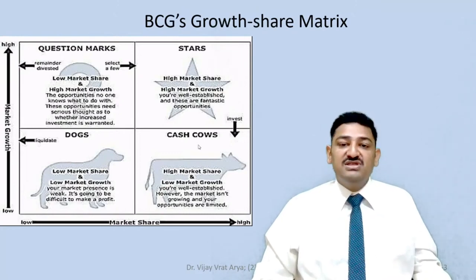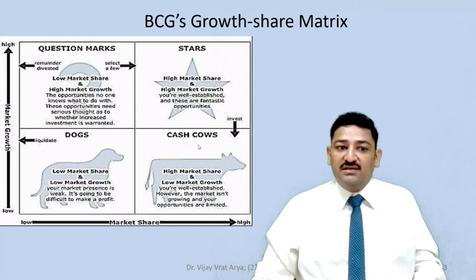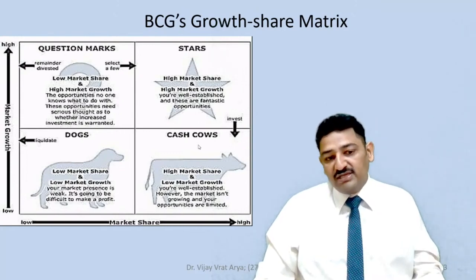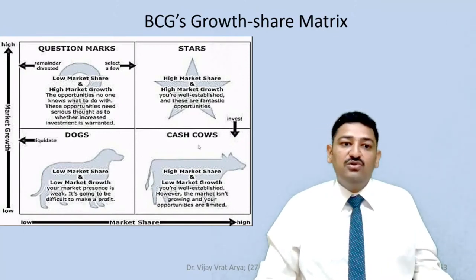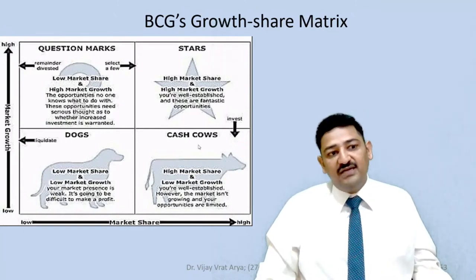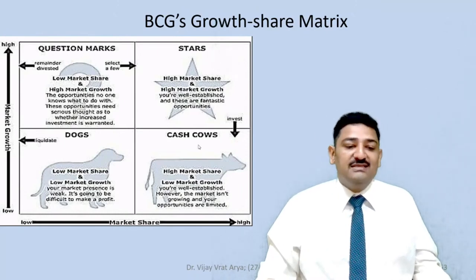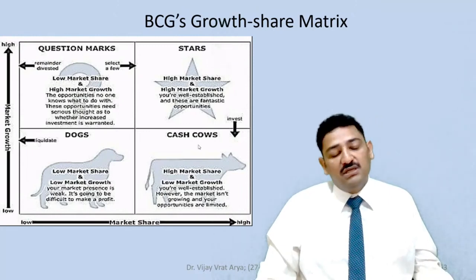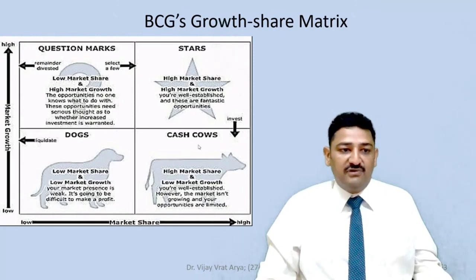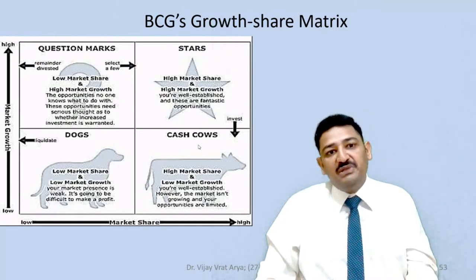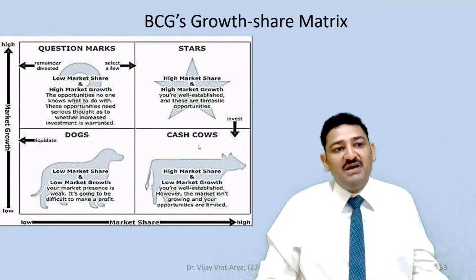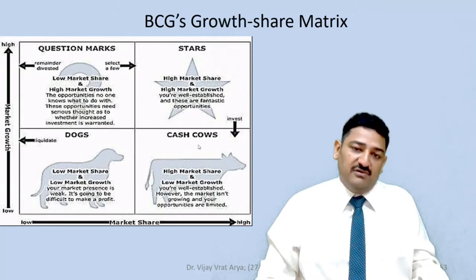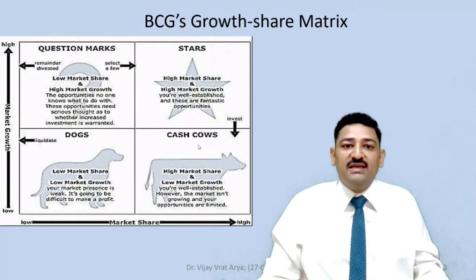So BCG's growth share matrix tries to identify four different situations where the linkages between two important variables are identified. One is the market growth and the second is the market share. If high market growth with low market share is there, a different phenomenon will be there. But if high market growth and high market share are both there, then a different phenomenon will show. So it's a star situation.